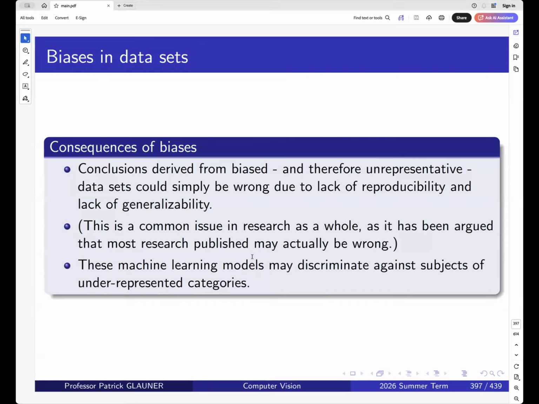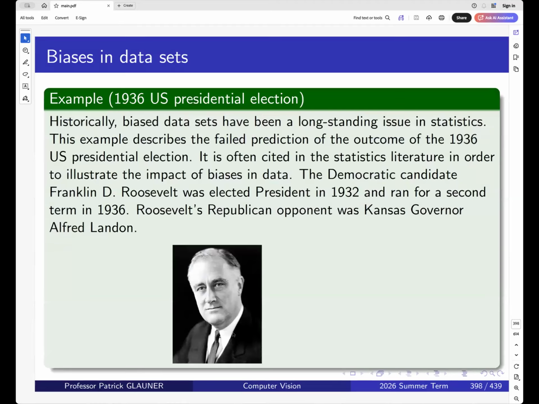Say, if your training data is not representative and you make predictions, you could discriminate against certain subjects. For example, of underrepresented categories, you could discriminate against people because of their race or sex or whatever, simply because they are underrepresented in the training data, and then you make biased predictions. So this can happen. And today we will see how this can happen and how we can maybe address it.